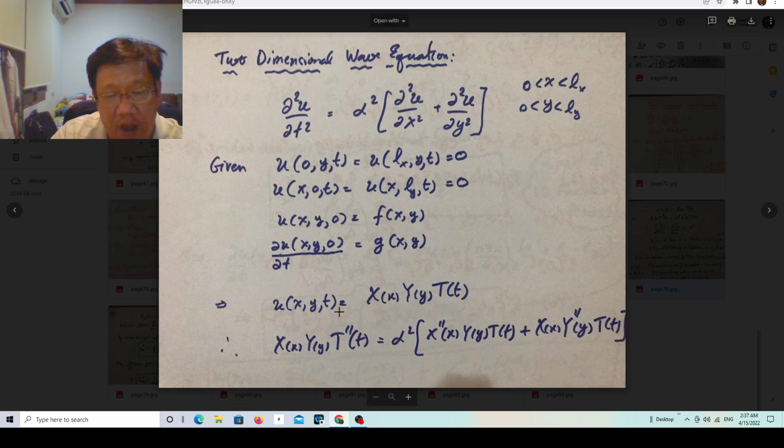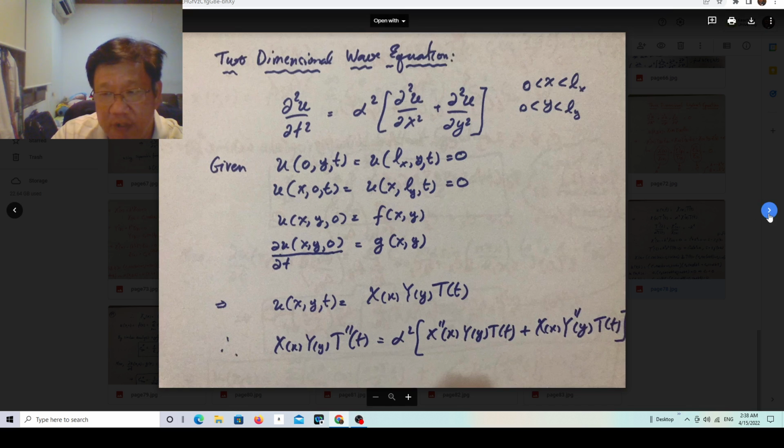u of x, y, t is equal to the capital X of x function, capital Y of y function, times capital T of the t function. You substitute this into the original PDE and get this relationship. The left hand side is the second order derivative in t, resulting in this. The right hand side has the second order in x and second order in y.